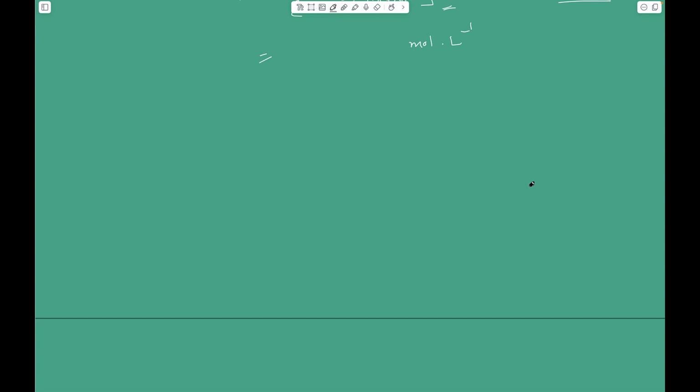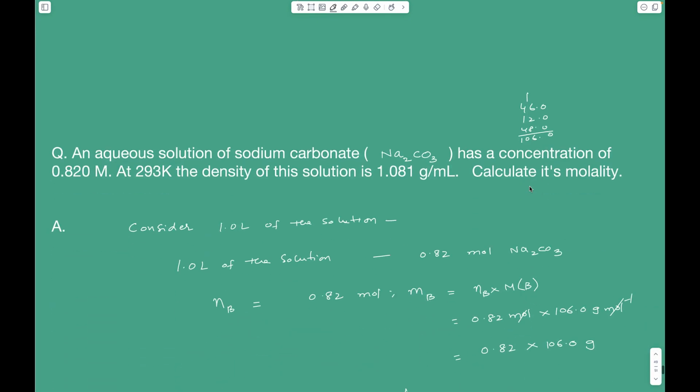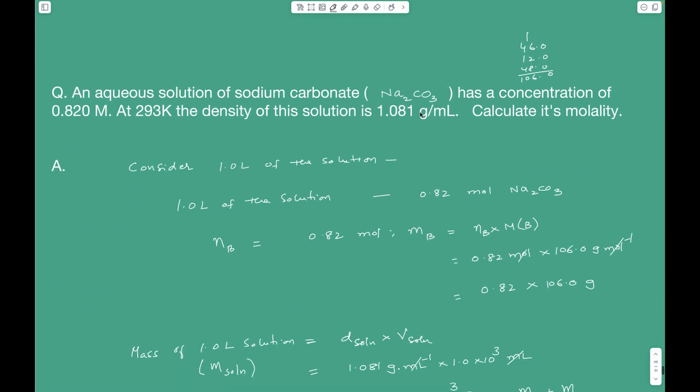Now in the next question, let us do the opposite. Let us calculate the molality of the solution given the molarity of the solution. An aqueous solution of sodium carbonate has a concentration of 0.820 M. Capital M is molarity. At this temperature, the density of the solution is so and so. Calculate its molality.